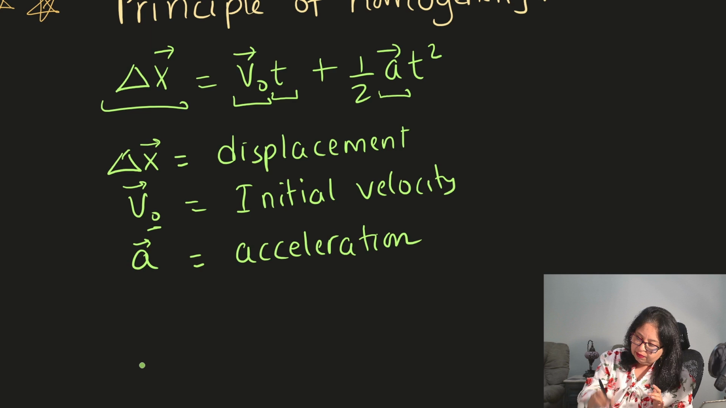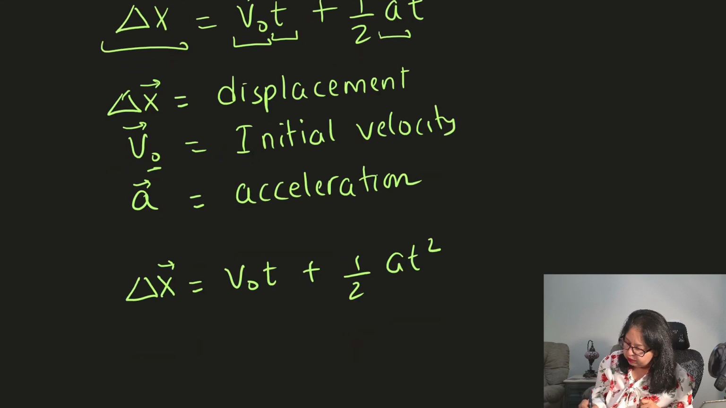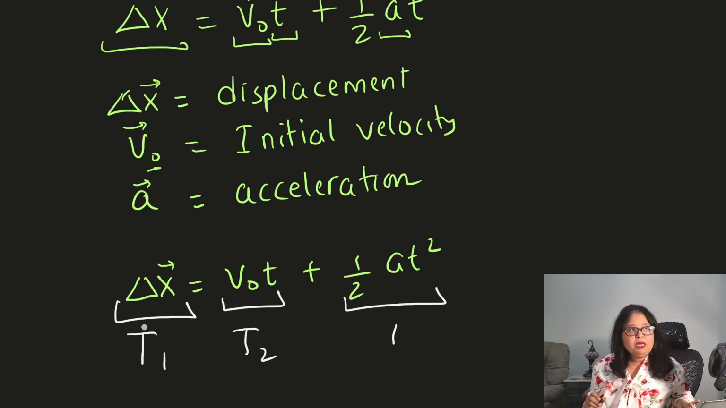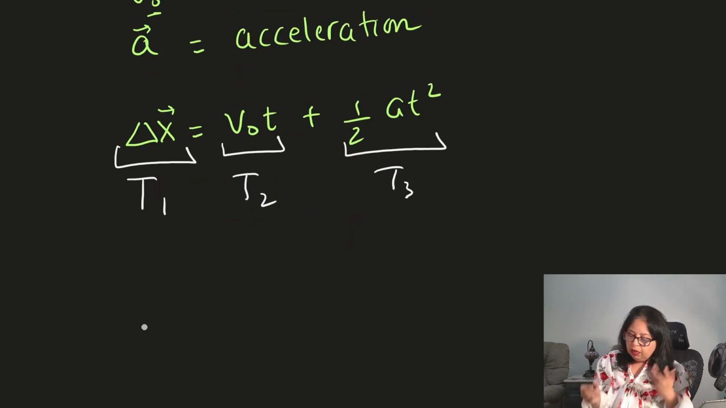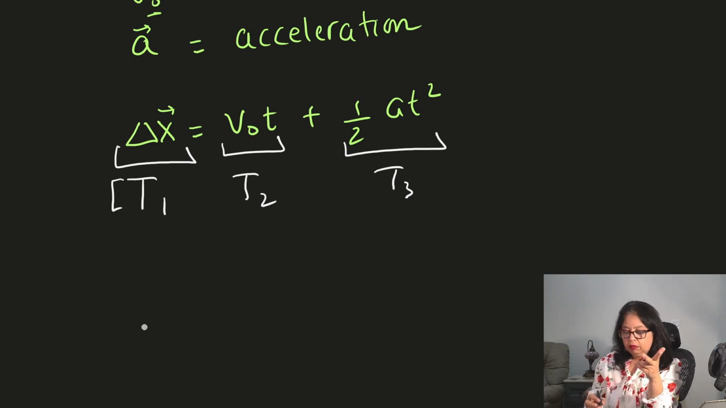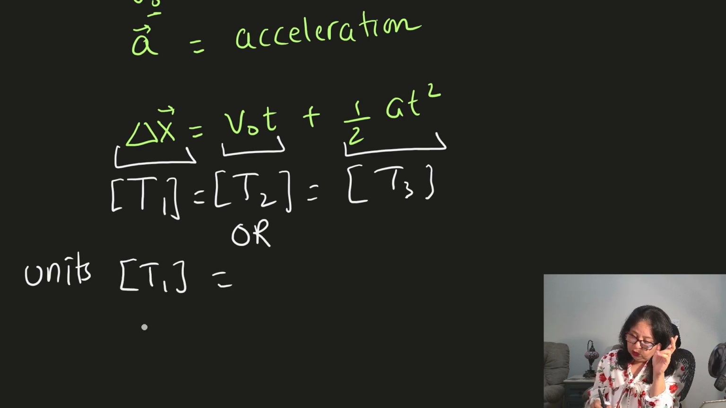Let's rewrite the equation: delta x equals v naught t plus 1/2 at squared. How many terms are there? Here's one term, call it t1. This is t2, and this here is t3. The principle of homogeneity says, in one of two ways, that the dimensions of each of these terms are identical, or their units are the same. The unit of t1 equals the unit of t2 and the unit of t3.